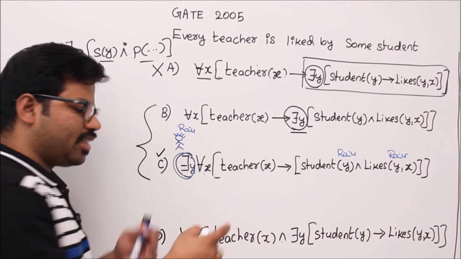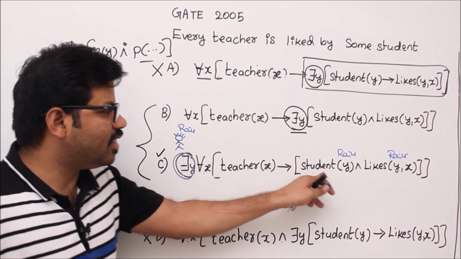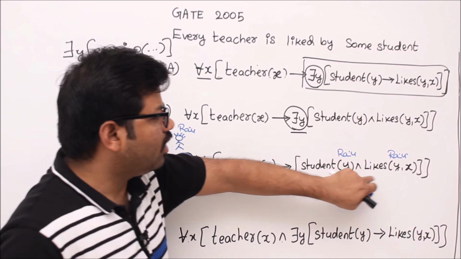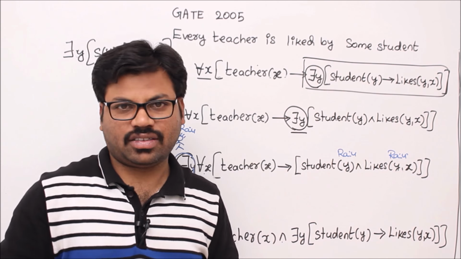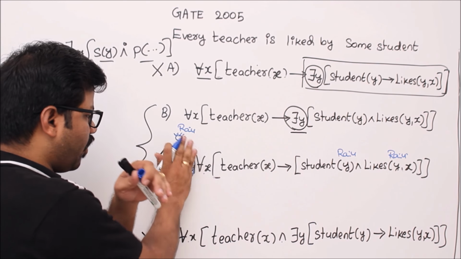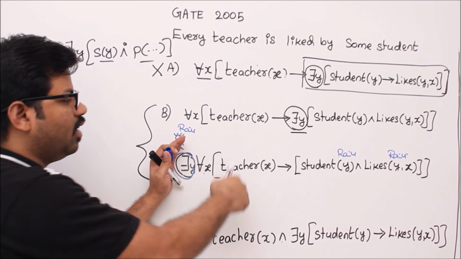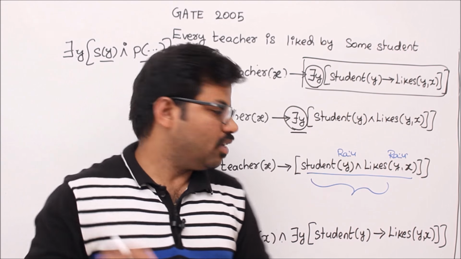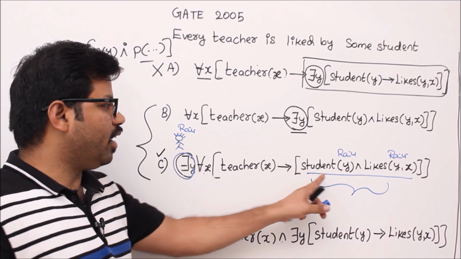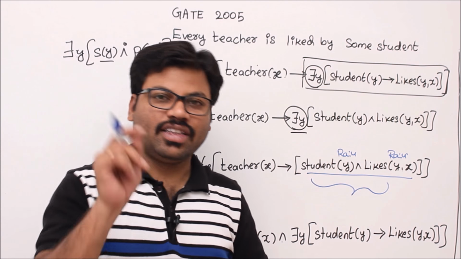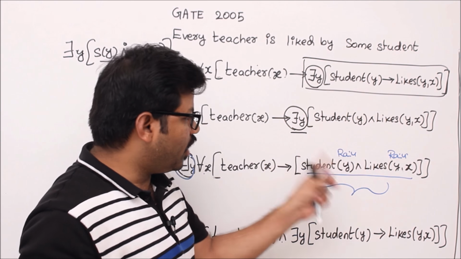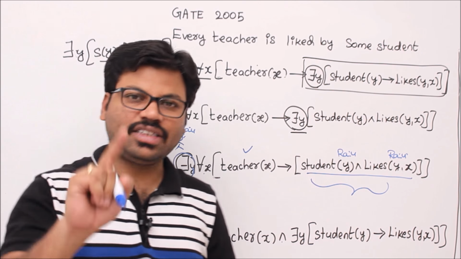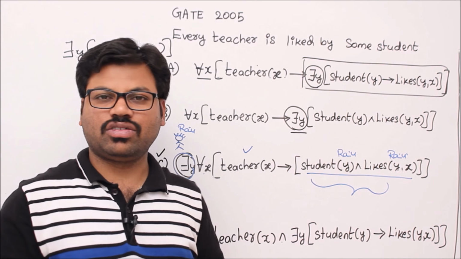For every x, whenever x is a teacher, then this is happening to the teacher. What is happening? Raju is a student and he is liking x. So whenever x is a teacher, for the teacher this property is happening. What is that property? There is some y, and we fixed Raju. There is someone like Raju, a student, liking that teacher. Finally, whenever this formula is correct, every teacher is liked by our student Raju, isn't it?